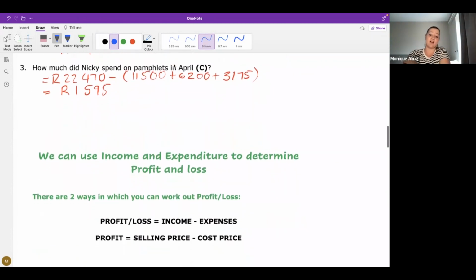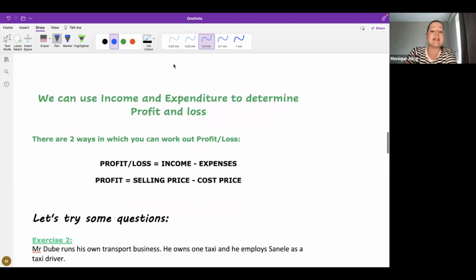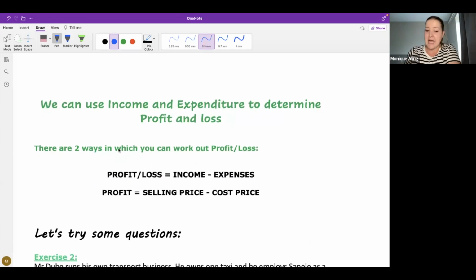All right, so moving on, still dealing with income and expenditure, but it says we can use income and expenditure to determine profit and loss of a business. Okay, so there are two ways in which you can work out profit or loss, and these two formulas you need to know off by heart. They're never going to give you these formulas, so maybe take a moment to screenshot or write them down quickly. But you would be expected to know these.